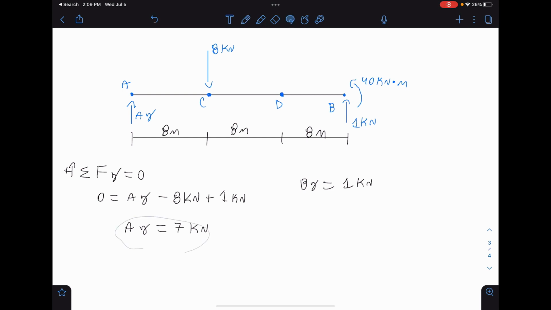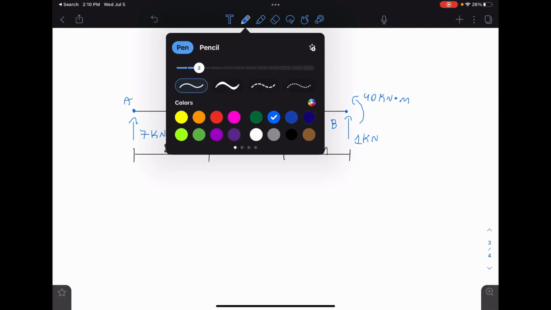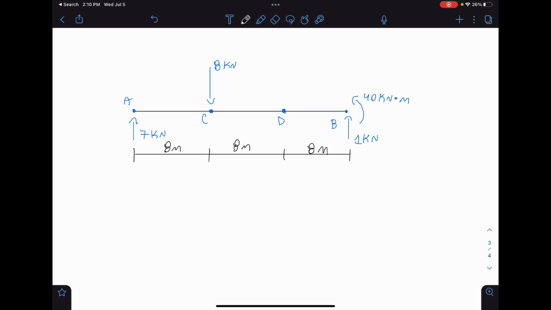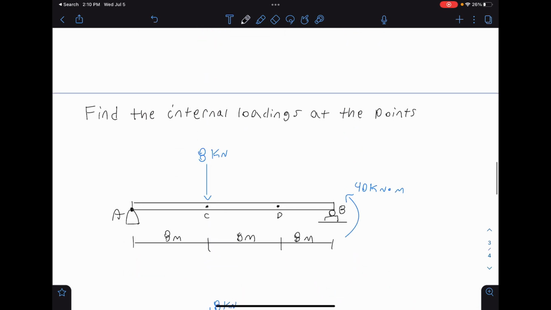So we have figured out that By is 1 kilonewton and Ay is 7 kilonewtons. Now let's replace them on our free body diagram here. Okay, now we have done it. We have figured out all of the forces that were unknown on our beam here. And now we can make our cuts at C and D to find the internal loadings. Because remember, if we scroll up here to our question, we want to find the internal loadings at the points C and D.